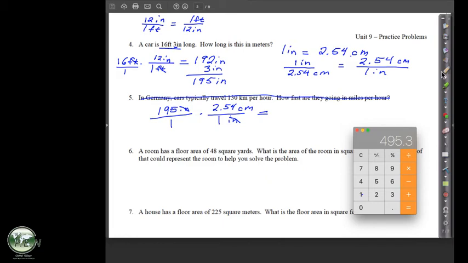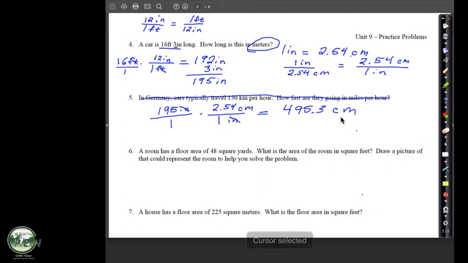495.3. And that's centimeters. But the question wants to know how many meters. But I'm going to show you once we get into the metric system, we don't need to use this method. We're going to use something a little different. Okay, so we're going to come back to this. We actually don't even need a calculator anymore to convert metric. So once we're in the metric system, I'm going to show you how easy it is to convert. I'm going to come over to here. So notice it's 495.3 centimeters.